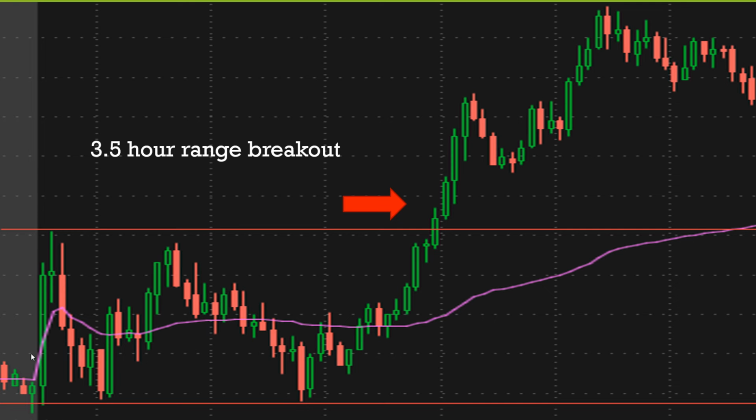And so just to show you that it's not always in days, here is a 3.5-hour range breakout. You have the multiple confirmations. Let me get this out.